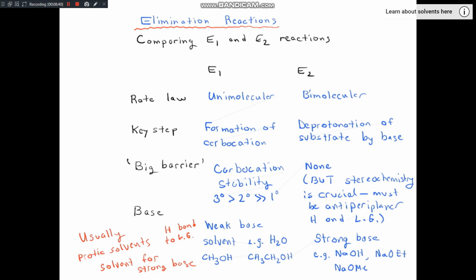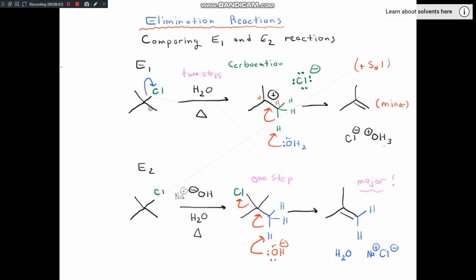So maybe we'll just go back, have a look. So here we have an E1. It's occurring in two steps. We have a weak base, which is water, and we have two steps, carbocation formation and then formation of the alkene. Here we have our strong base. It's occurring in one step, this elimination reaction. And again, our solvent is water, which is a polar protic solvent.